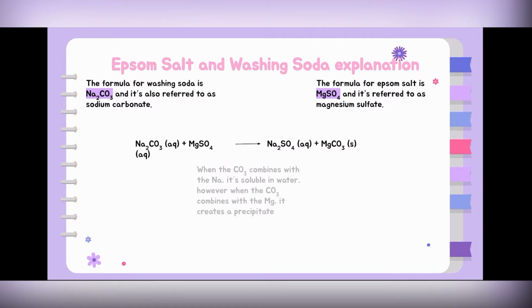So, when the CO3 combines with the Na, it's soluble in water. However, when the CO3 combines with the Mg, it creates a precipitate, which is what you will be seeing shortly, and that is the explanation as to what happened and why. So, yeah, you will be seeing that clip shortly.